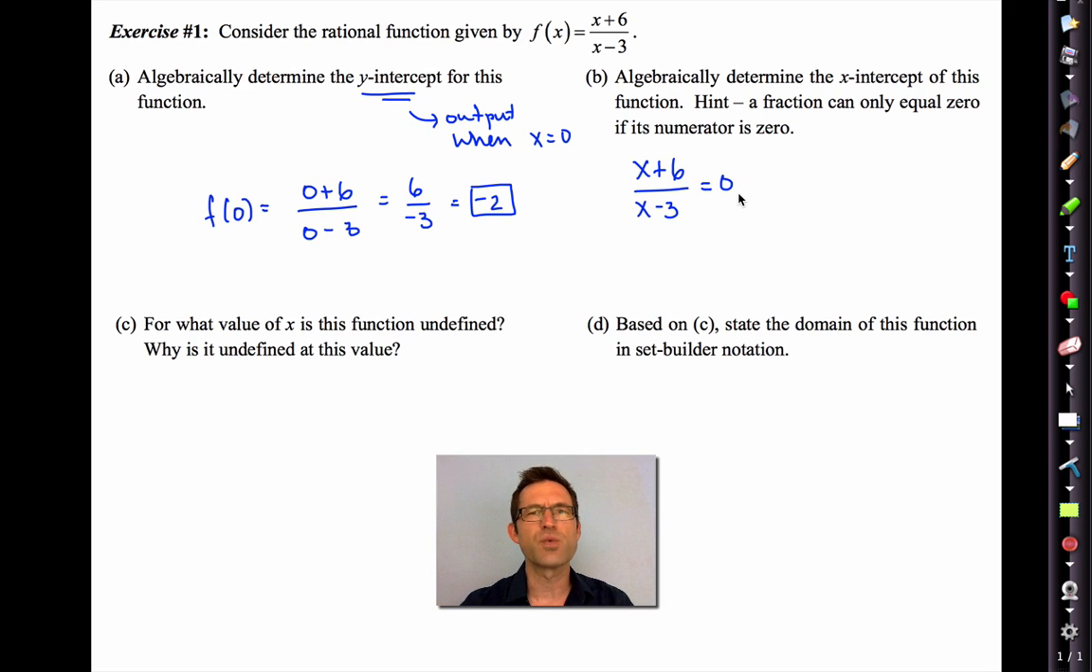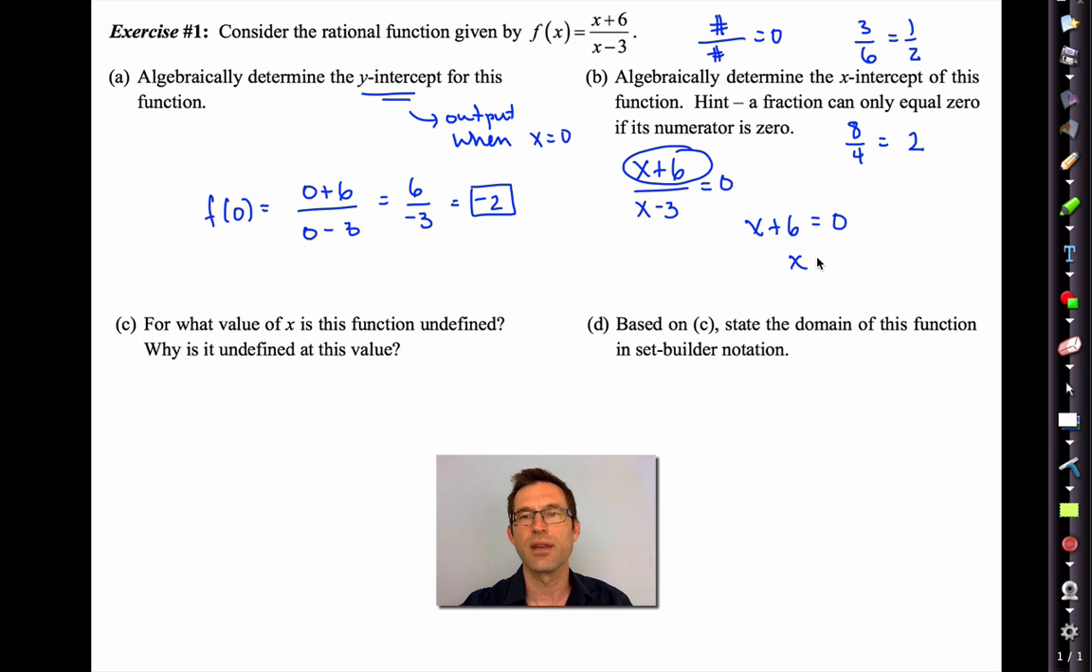But this is the first place where I really want you to try to understand fractions and use that understanding to understand rational functions. If I've got the division of 2 integers, like 8 divided by 4 gives me 2, or 3 divided by 6 gives me 1/2, the only way I can take 2 numbers and divide them and get 0 is if the numerator is equal to 0. So, to figure out the x-intercept here, I would just take the numerator, set it equal to 0, and that would be my x-intercept.